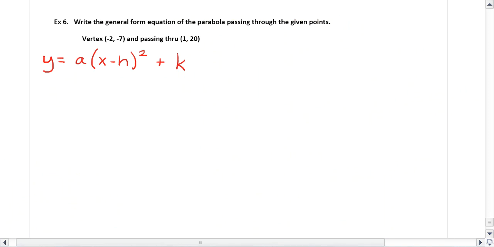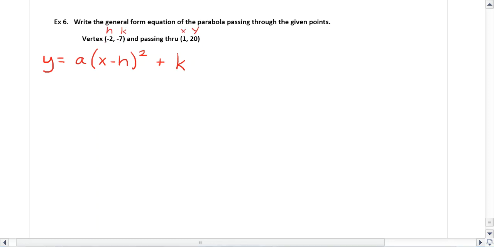Okay, finally the last example. We're asked to write the general form equation of the parabola passing through these points. Now remember, general is standard form. We're given the vertex and a point that it passes through. So I know I have to start with the vertex form. So we'll do the vertex form, and then at the end we will multiply it out and get the standard form. So this is kind of like those y equals mx plus b problems where out of the 4 letters you knew 3 of them. Well, here we have 5 letters, and out of these 5 letters we know 4 of them. So we're going to plug in the 4 that we know and solve for the 5th one.